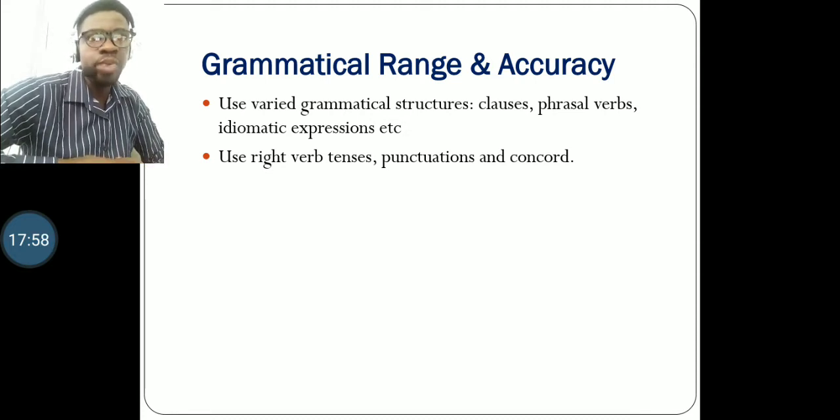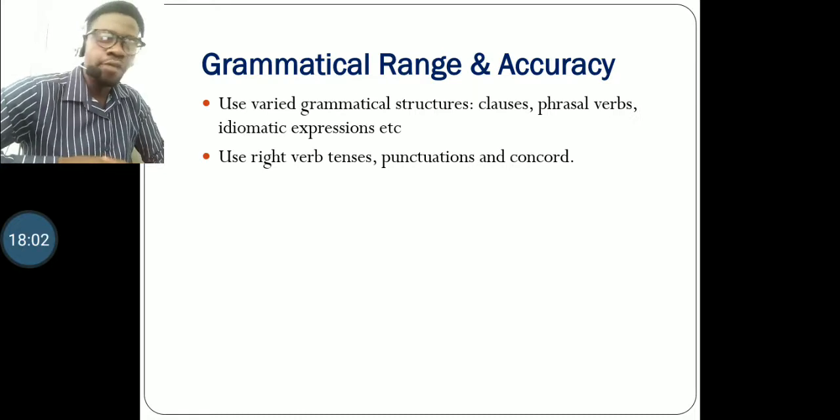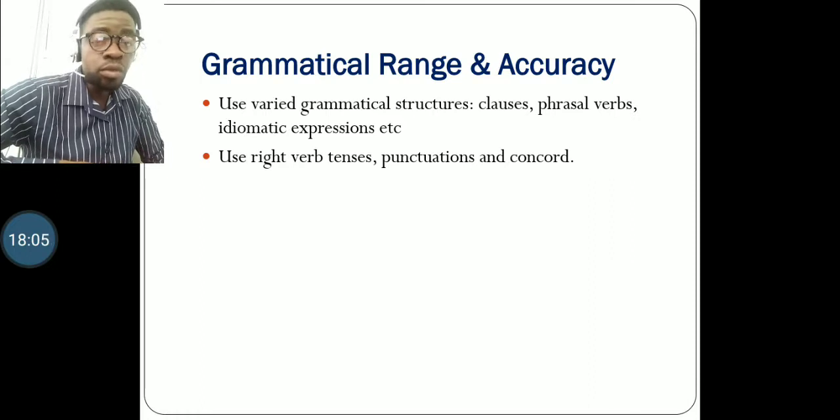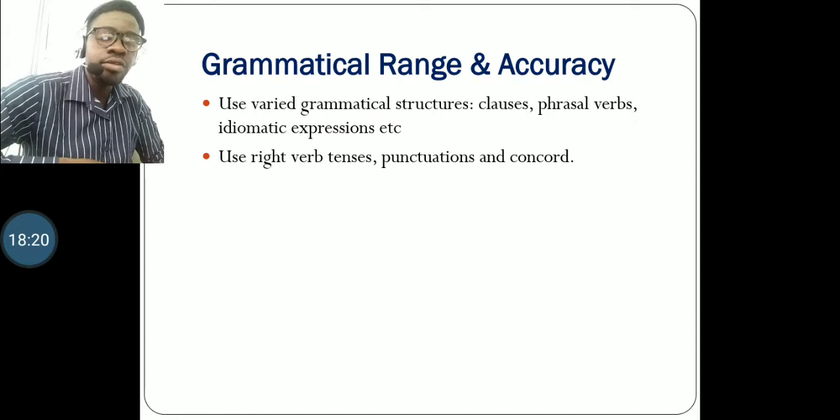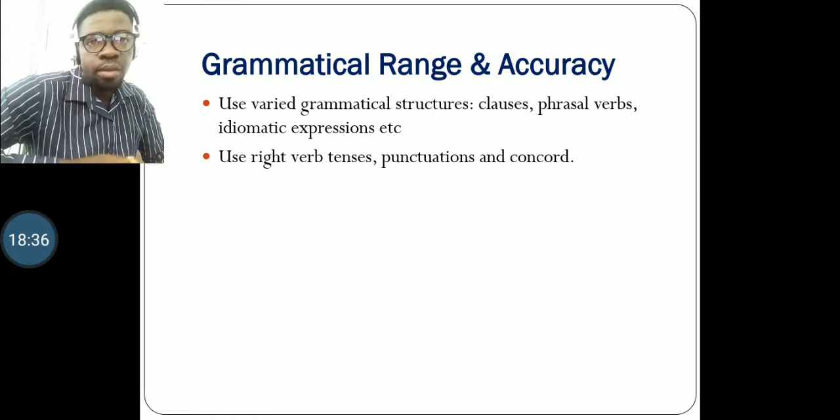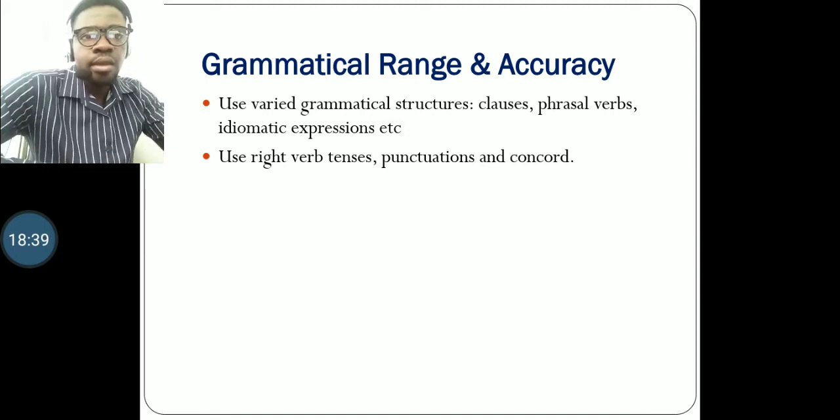You also want to spell your words correctly. Of course, minor errors might be overlooked as long as they don't obscure the meaning of what you're trying to say. But you don't want to make errors deliberately. So make sure your spellings are good and you're using the right tenses, you're putting punctuation marks at the right places. If you've done that, then you would have gotten full marks for grammatical range and accuracy. Remember, you're to write at least 250 words.